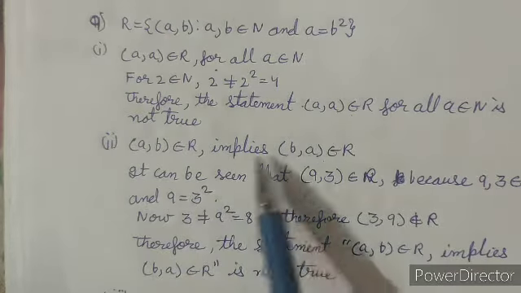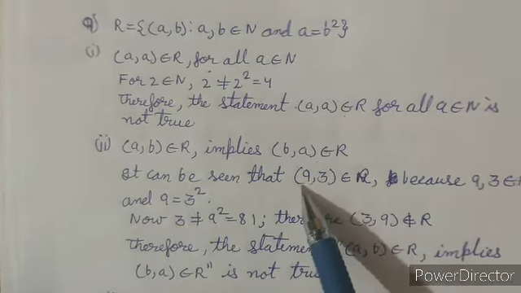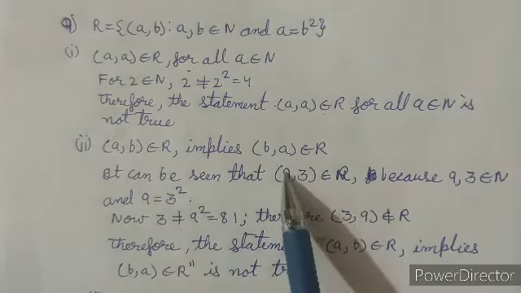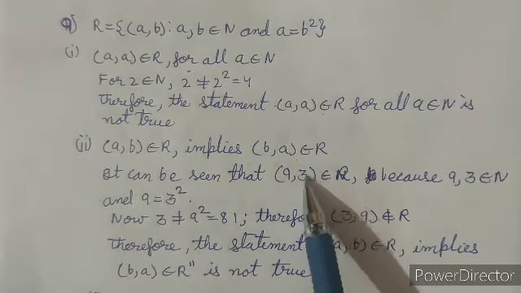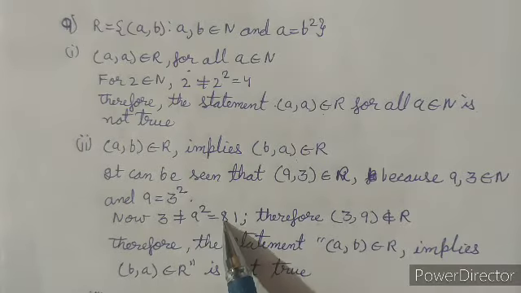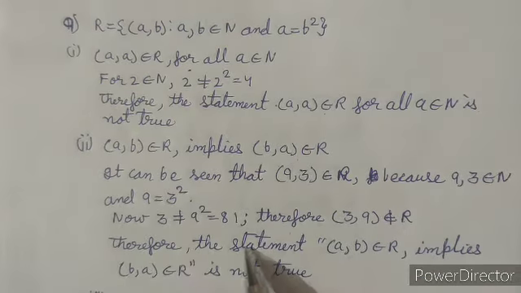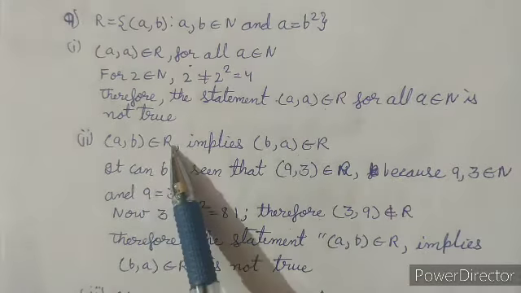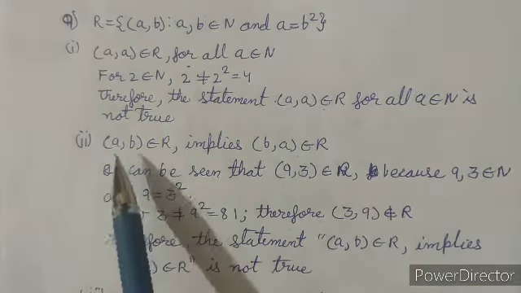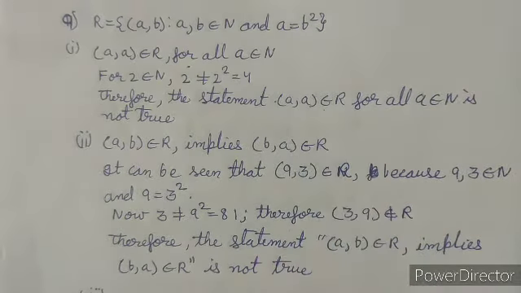Now it can be seen that (9, 3) belongs to R, for 9 and 3 belong to natural number and 9 equal to square of 3. But 3 is not a square of 9, which is equal to 81. Therefore (3, 9) doesn't belong to R. Therefore the statement (a, b) belongs to R implies that (b, a) belongs to R is not true. That means if (9, 3) belongs to R, then (3, 9) doesn't belong to R.